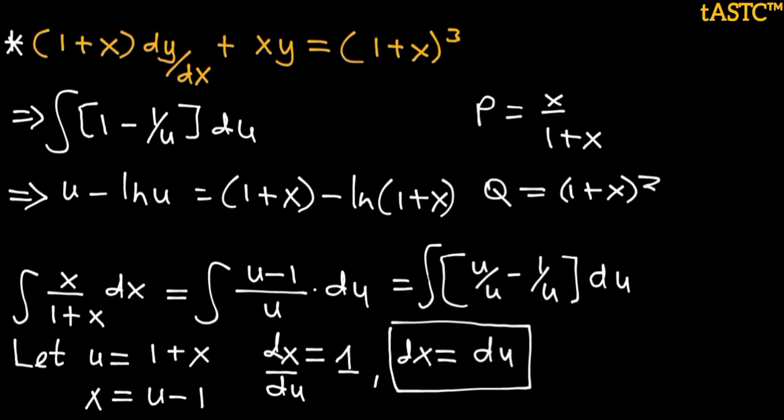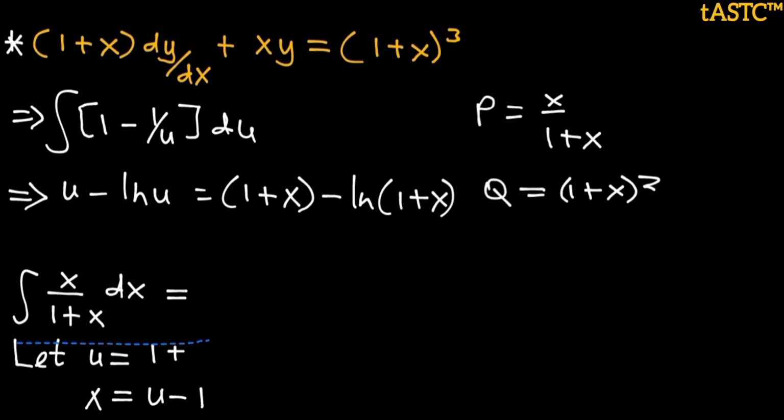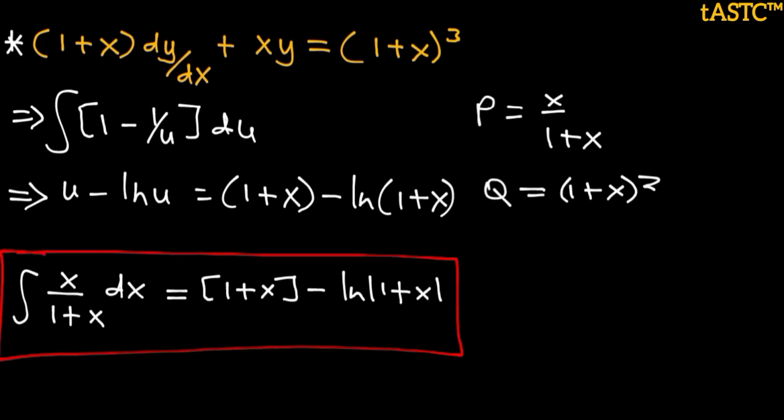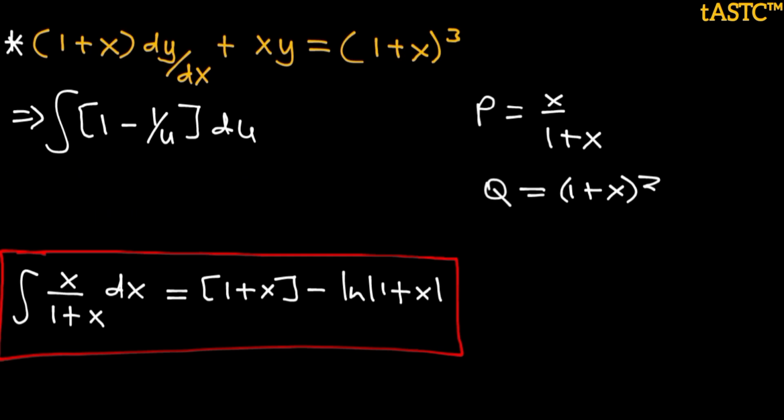So I'm going to take this, but I will just write it in this second part of the board. So that is 1 plus x minus ln absolute 1 plus x. So that is what we got for the integral. Now I'm going to take this out as well as this. So what do we get?